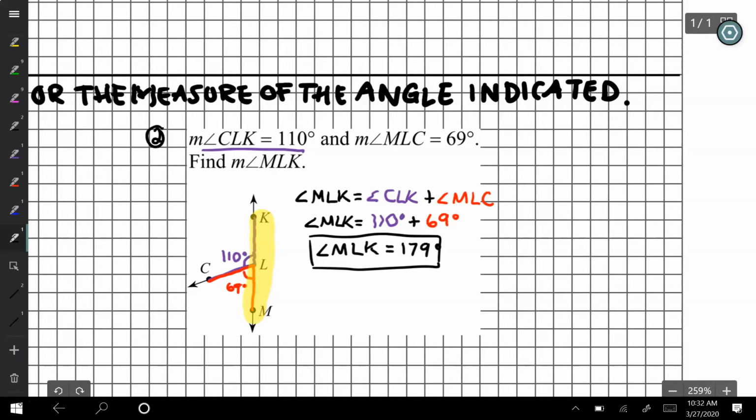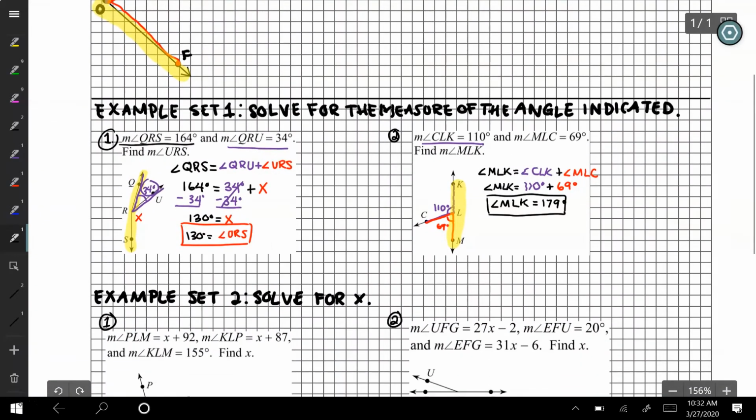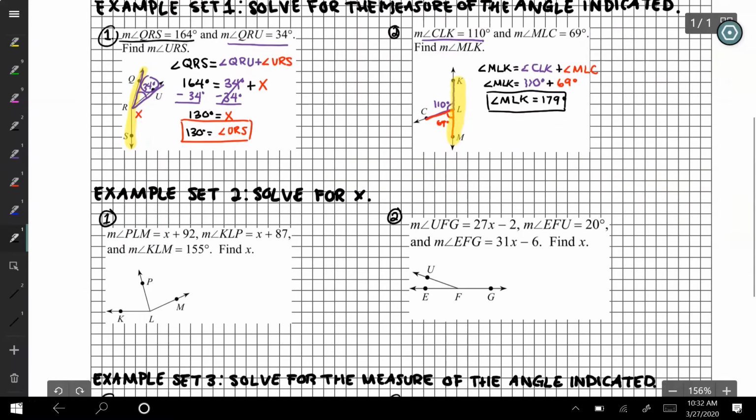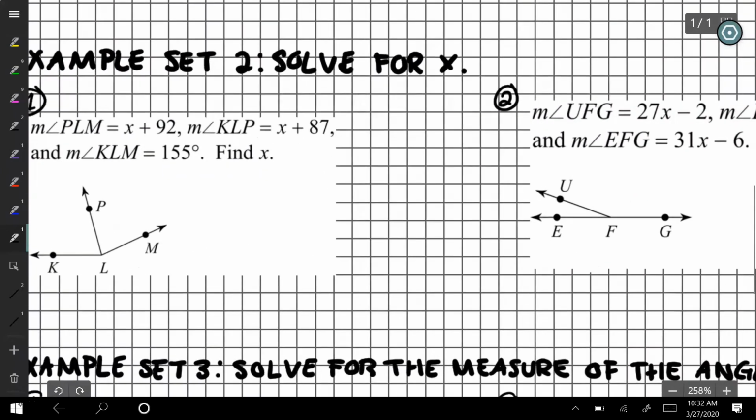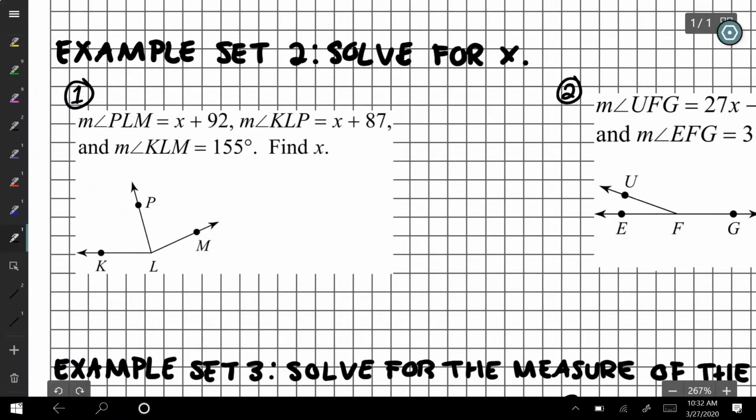Alright, pretty easy stuff. Just take all your information, make sure you label your diagram, and make sure you get your problem set up correctly. Remember, the big angle is always by itself, and then you add the two smaller angles together. Alright, for our next example, we have kind of the same thing, except now we're solving for x. Our principle and our postulate are going to stay the same. We have some algebraic expressions instead of just numbers.